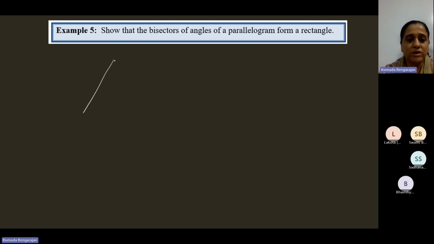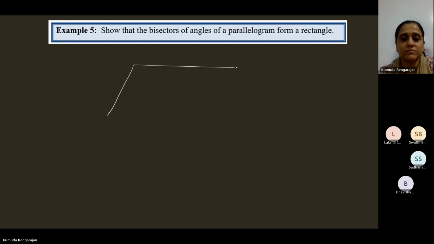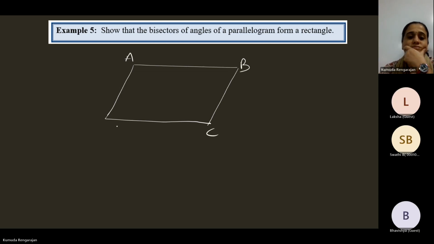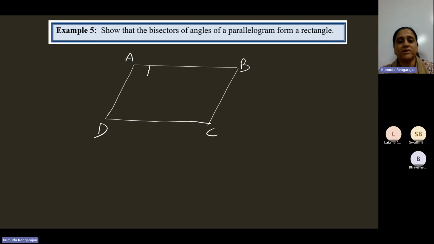So here we have a parallelogram. The bisectors of the interior angles. So which are the interior angles? Here it's given bisectors of the angles. When we say interior angles here, the 4 interior angles.